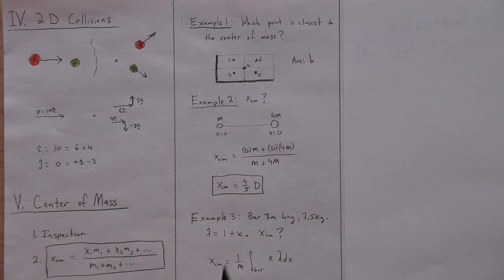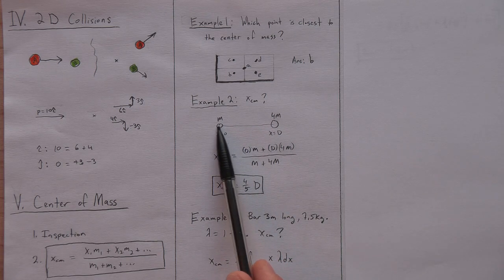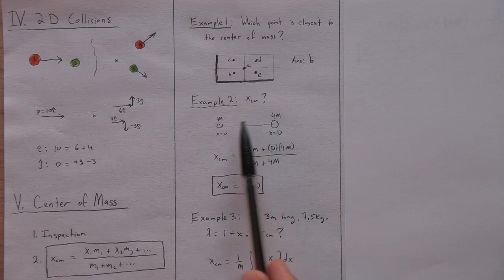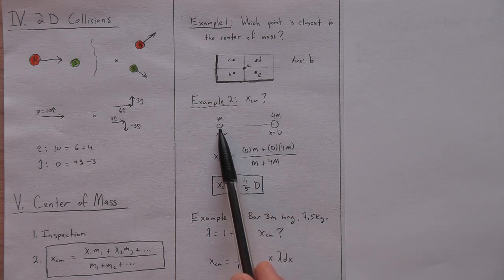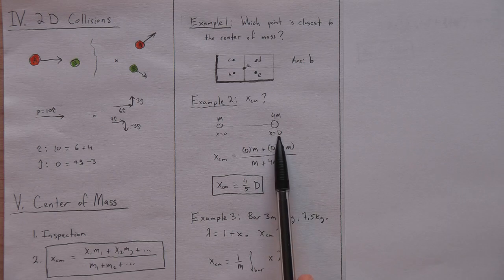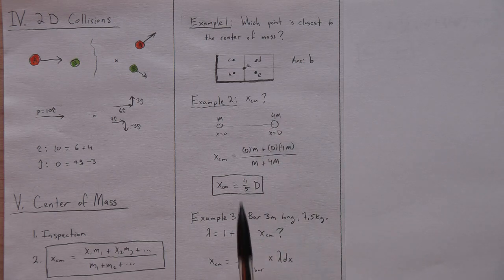All right, example 2 is more of a calculation. So I've got a bar whose mass is considered negligible, so it's very, very light, maybe like carbon fiber. And these are blocks of metal, M at the origin, and at X equals capital D, we have 4M, maybe a kilogram and 4 kilograms or something like that.